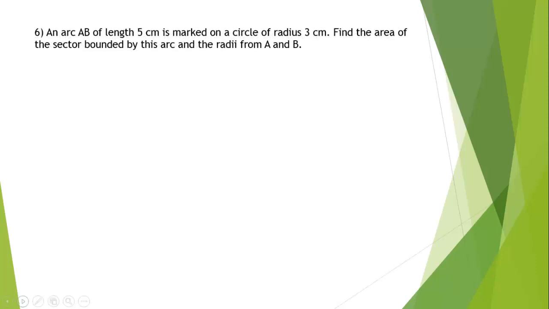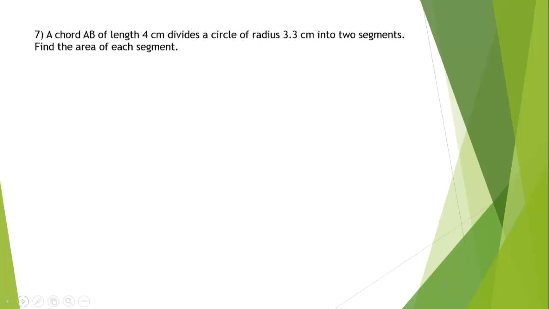Question number 6. An arc AB of length 5 cm is marked on a circle of radius 3 cm. Find the area of the sector bounded by this arc and the radii from A and B. A chord AB of length 4 cm divides a circle of radius 3.3 cm into two segments. Find the area of each segment.